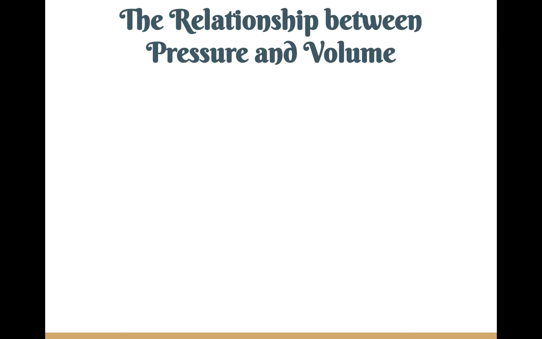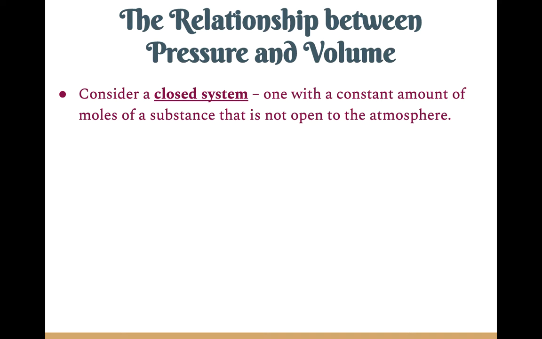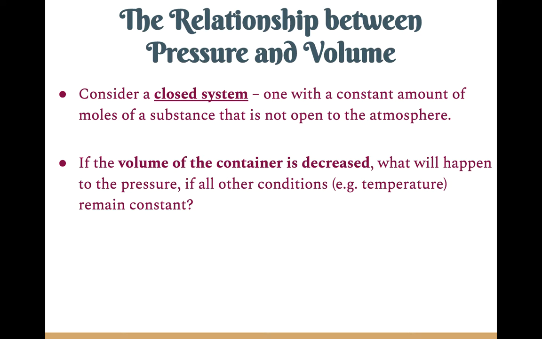So let's look at the relationship between pressure and volume. We're always going to be considering a closed system, so one that has a constant amount of moles of a substance and is not open to the atmosphere. If the volume of a container that contains a gas is decreased, what will happen to the pressure if all other conditions, for example temperature, remain constant? So we've taken the container and made it smaller.